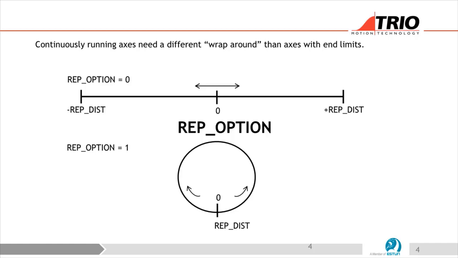Okay, so anyway, the bottom picture there is our circular motion, where we're just going around continuously in a loop on an axis forever. What we do is set this repeat option, rep option, to 1, and then the Reqtest goes up to the Reqtest value and back to 0. So it never goes negative. You should never see a negative value.